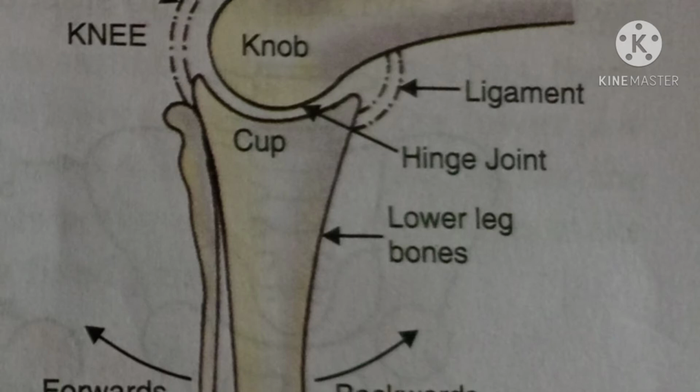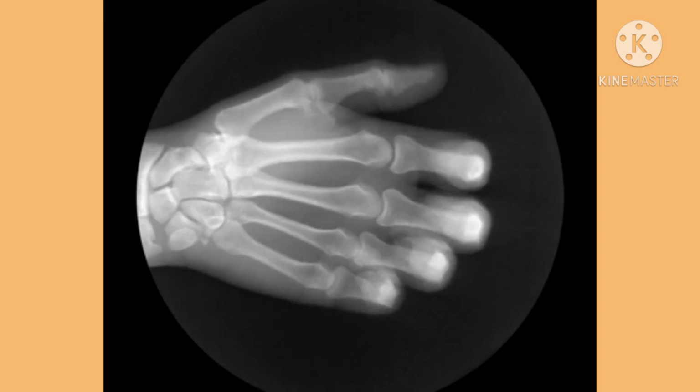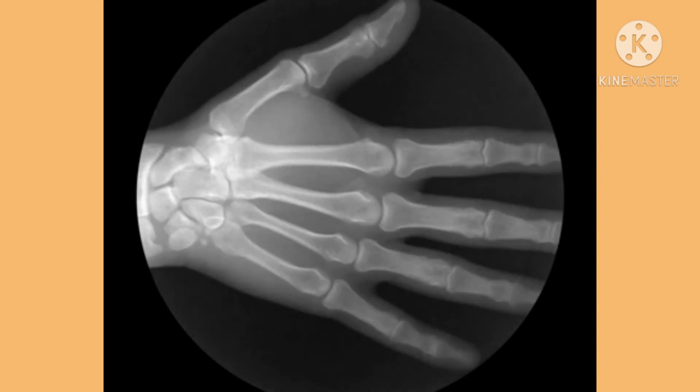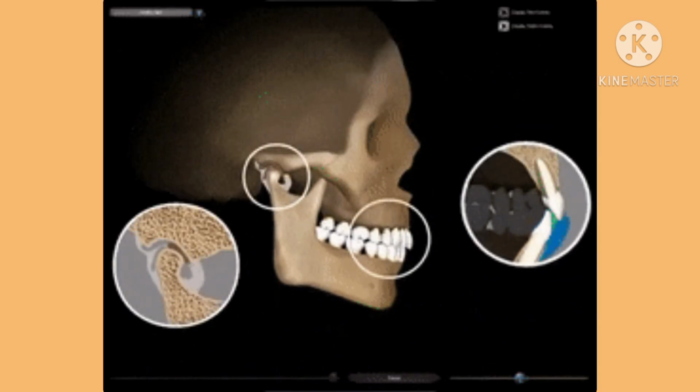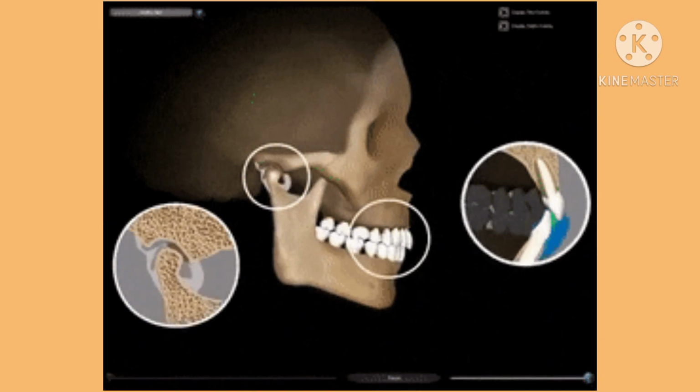Likewise, the joints between the bones of our fingers allow only hinge-like movements, so the finger joints are hinge joints. The lower jaw also forms a hinge joint with the fixed bones of the skull.